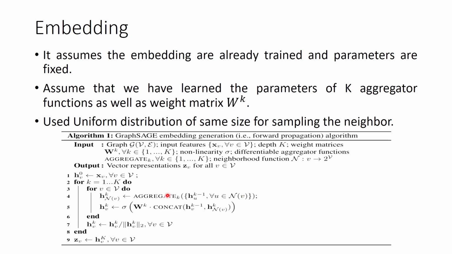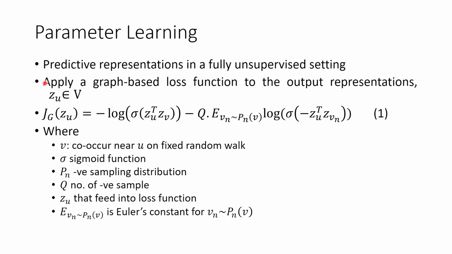which are the neighborhood of this node. And again we pass it into a nonlinearity, and we concatenate this embedding and its previous embedding. And we also learn the W^k, a learning parameter for each aggregator. After that we normalize, and in the end we get our z, our final embedding.